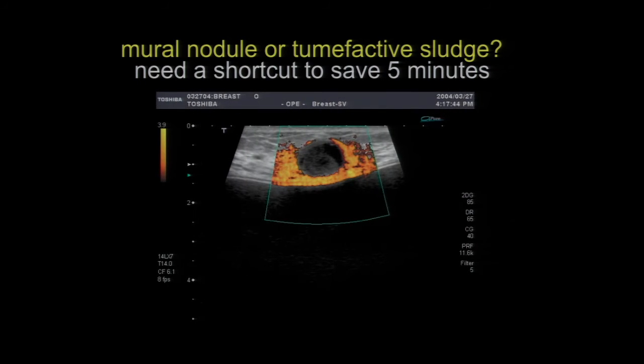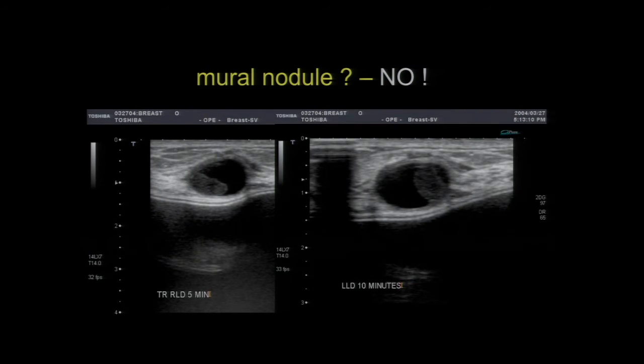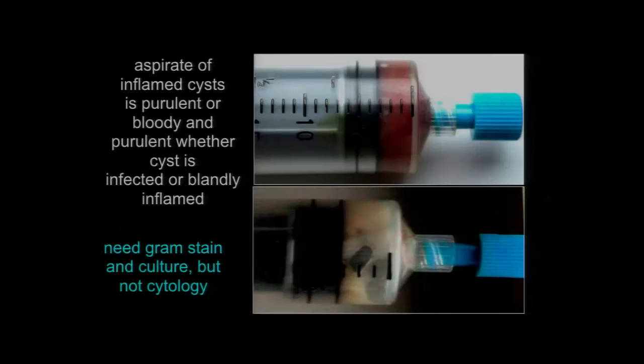A shortcut is simply to do fremitus. That tumefactive pus is not attached to the wall, therefore it will not transmit fremitus into the cyst. If that had turned orange, it would be a mural nodule, and this would be a BI-RADS 4. For me, an inflamed cyst is a BI-RADS 2 or 3. So by not transmitting fremitus, I know that this is not a mural nodule, that this is just tumefactive pus or sludge. And I could prove that by waiting 10 minutes. This was so thick it took 10 minutes to crawl down the cyst in the decubitus position.